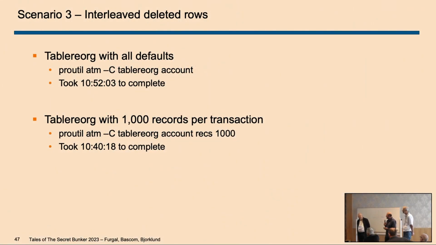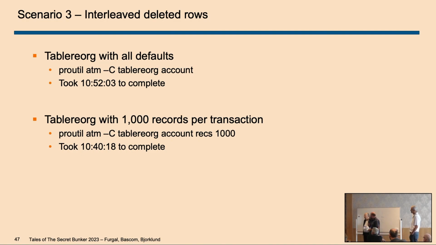Okay, so back to, now that we deleted the records, what happened here? Taking table reorg with all the defaults, it took 10 hours and 52 minutes to complete. And we're doing the interleaved ones. So this is the one where we had record ID 1, then ID negative 1, ID 2, ID negative 2, and then we deleted all the negatives. So now we have gaps in every single block. Yeah, so every other record got deleted.